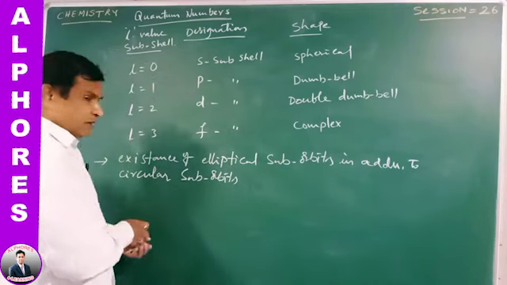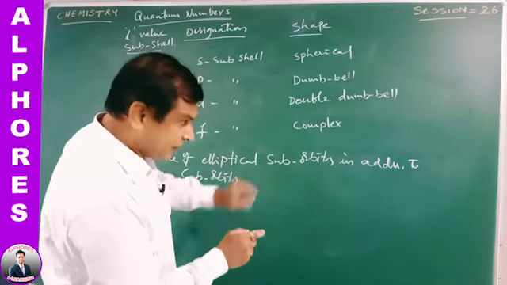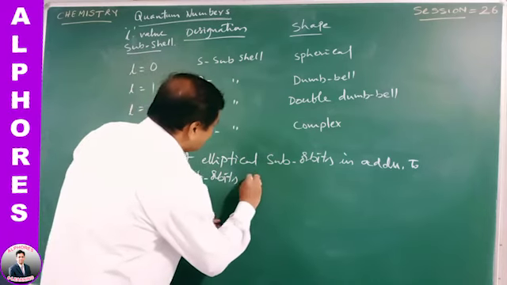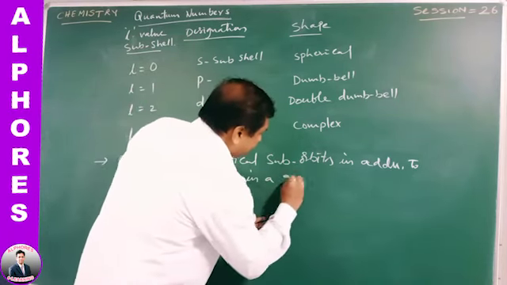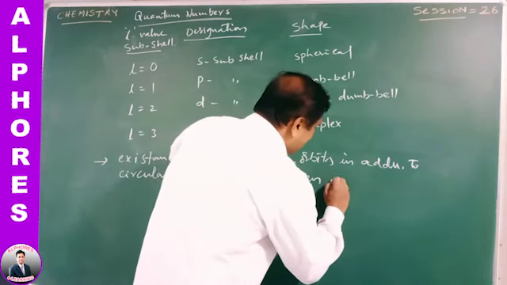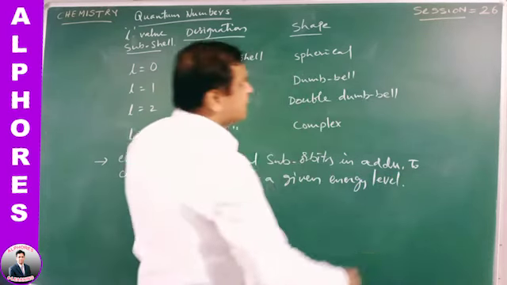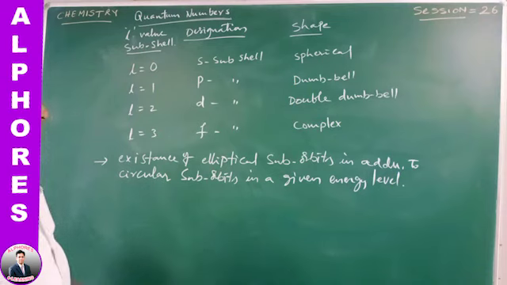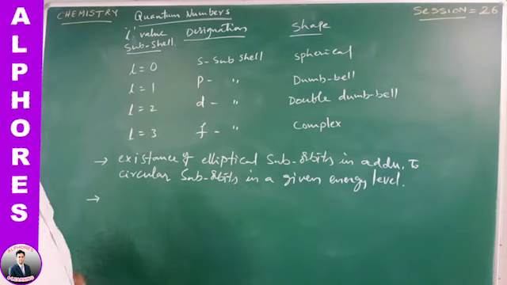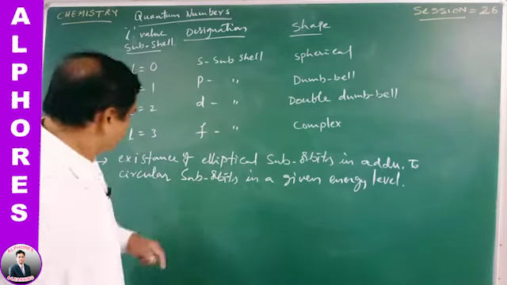Azimuthal quantum number explains existence of elliptical suborbits in addition to the circular suborbits in a given energy level, means in an orbit. So another point here, let us underline one more point: how many circular and how many elliptical suborbits exist.